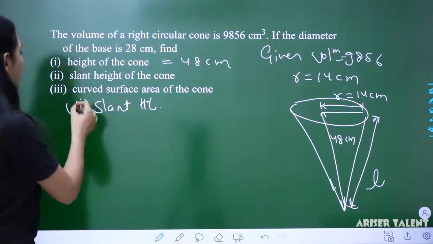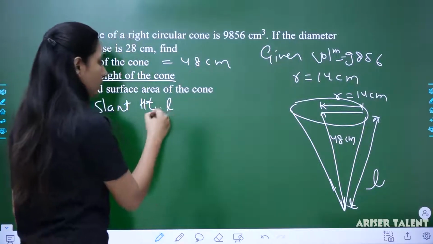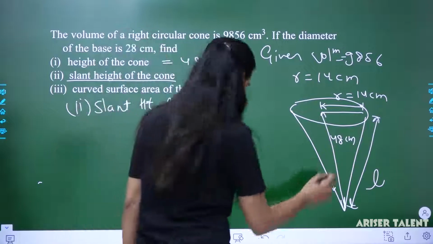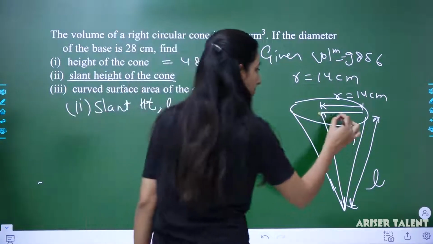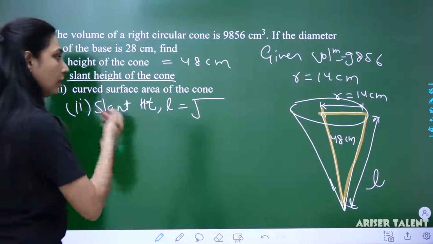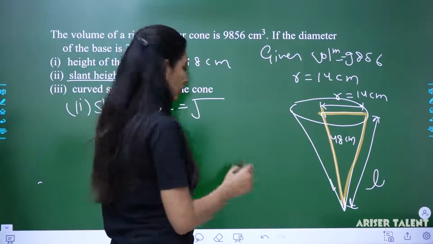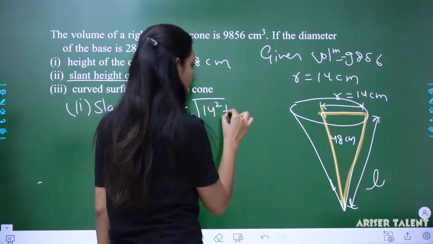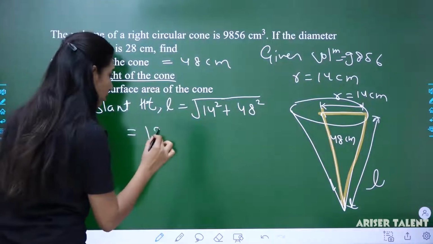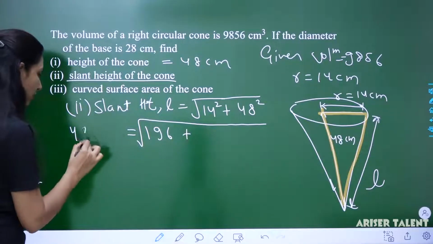Now it is talking about the slant height. So slant height L will be equal to what? If you look in this right angle triangle, it is very clear to you that the length will be root of, by the Pythagoras theorem, 14 square plus 48 square. Now 14 square is 196 plus 48 square, 48.